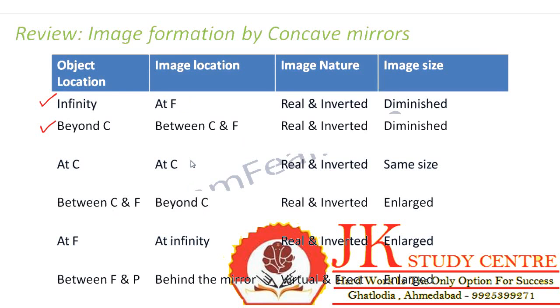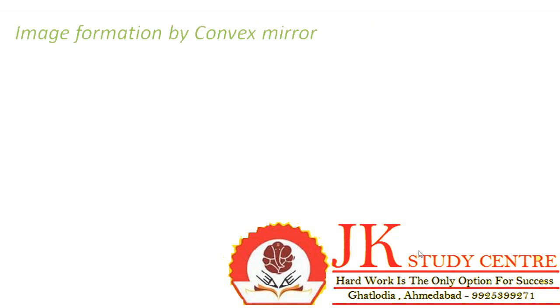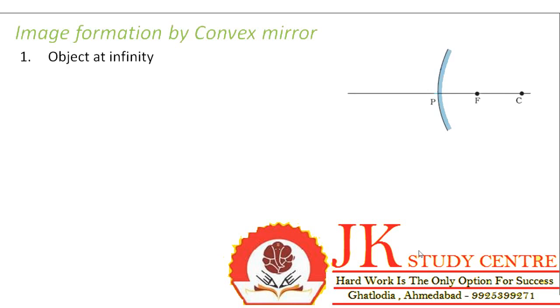And as the object is coming nearer, the image is increasing in size, because when the object was at infinity, the image was diminished. Then gradually the image became of the same size. Then it started becoming enlarged. So the closer the object, the bigger is the size of the image. So with this, we will end our discussion on concave mirror, and now we will look at the image formation by a convex mirror. So on similar lines, following the same rules and concepts, we will first consider the case where the object is placed at infinity.